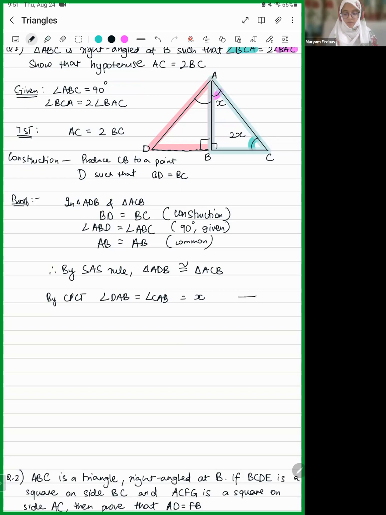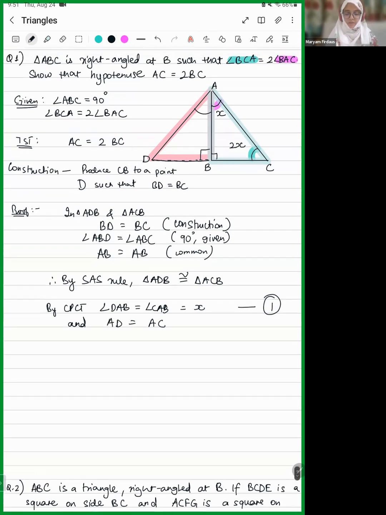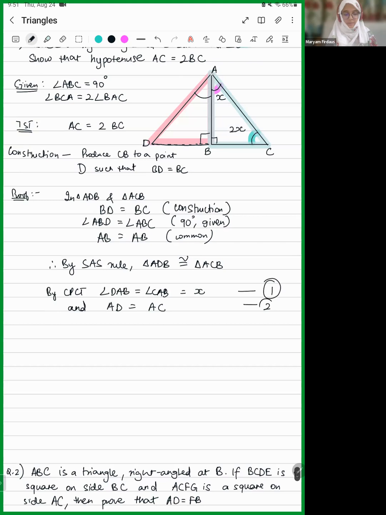Let's call this equation 1. And also, by CPCT, angle DAC is equal to 2x. Very good. Also, the side AD is going to be equal to side AC. Why are we writing AC? Because eventually we have to show that AC is equal to twice of BC. So that is why we are taking this point as well.